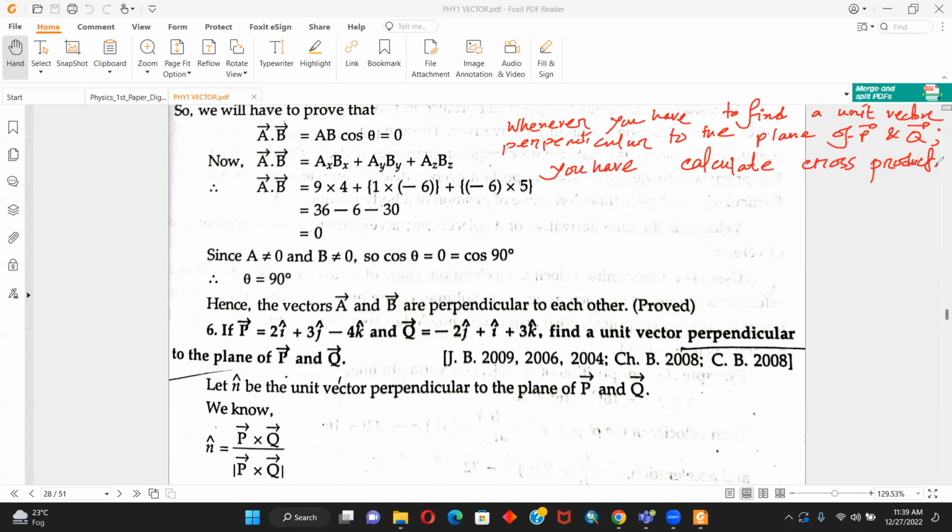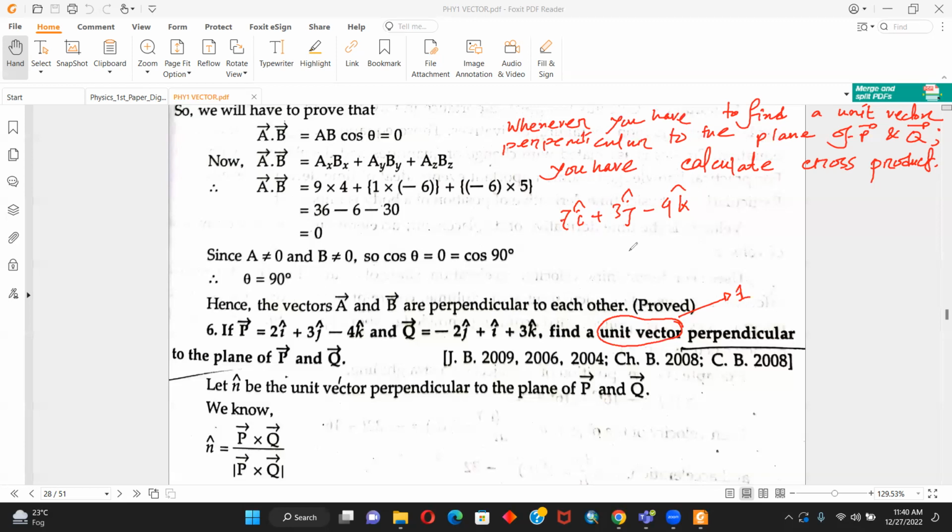Now, after calculating the cross product, what do we get? We get something like, say, 7i plus 3j minus 4k, something like that, as a cross product. But we know that in case of a unit vector, the magnitude or modulus value has to be 1, right? Yes. It has to be 1. So if we divide this vector by its modulus value, won't the value of this vector be 1 only?